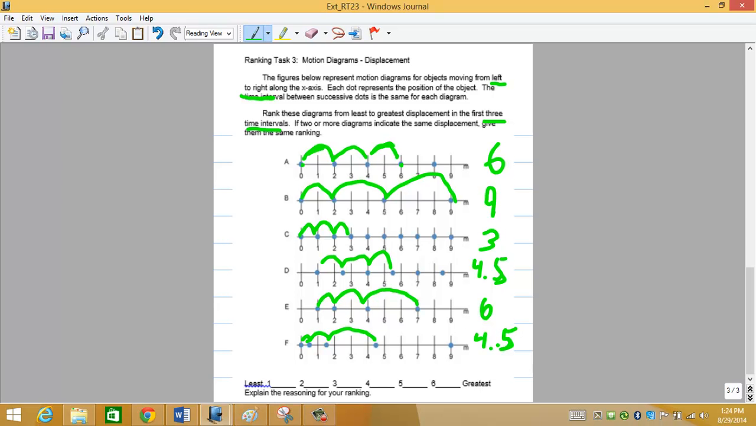So to rank these then, C is first, it's the least. Then D and F are tied. Then E and A are tied. And then finally B is the greatest displacement. And again, in ranking tasks, it's useful to check yourself, count up through the alphabet, A, B, C, D, E, F. Yes, I've accounted for every possibility, and then my work is done.